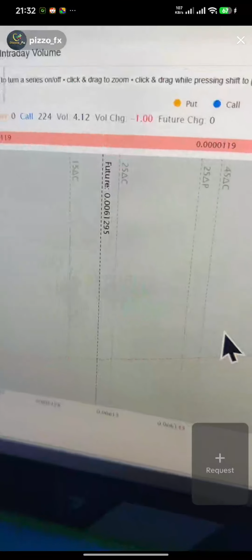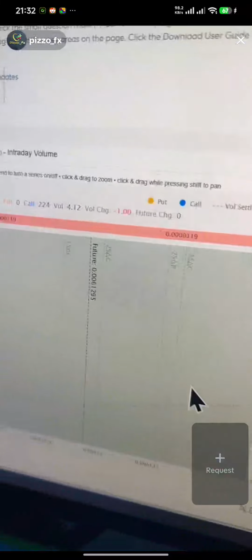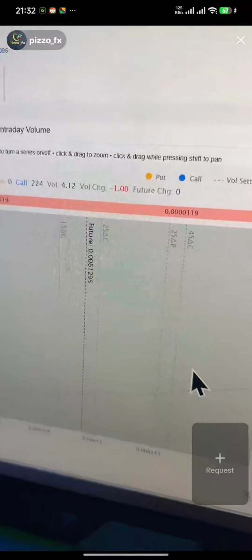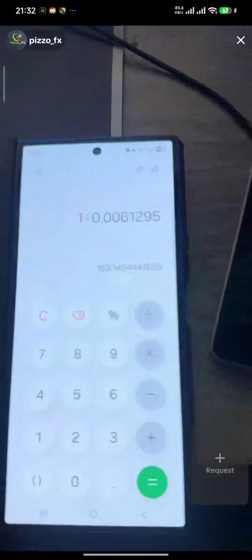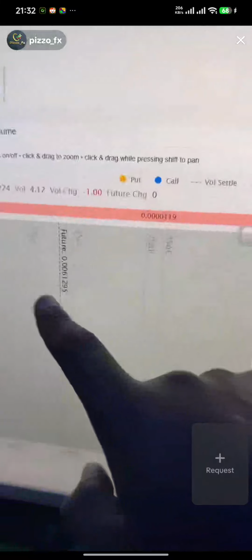You guys, if you want to know JPY USD from USD JPY, see it's just 1 divided by this. For instance, you see this? It's 0.0061295. Just take 1 divided by 0.0061295. To convert JPY USD to USD JPY, take 1 divided by this spot. You see, it gives you 163.14. So normally, for USD JPY people, take this number, 0.006125.